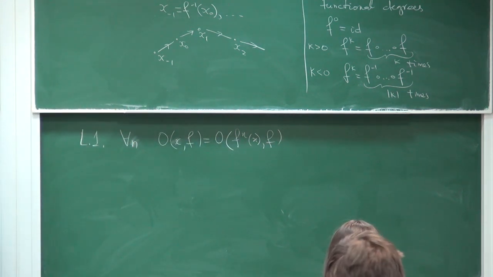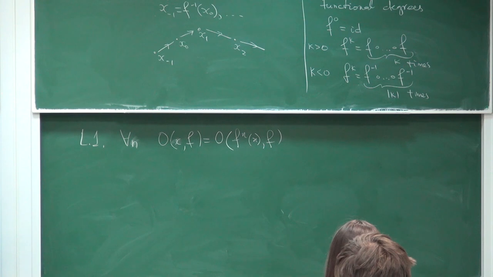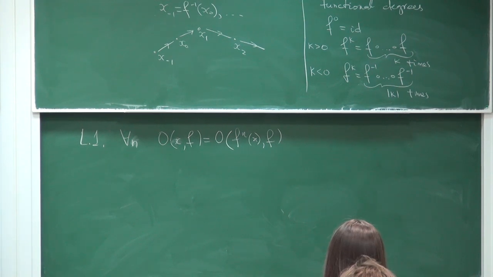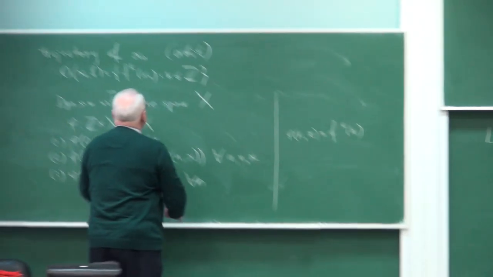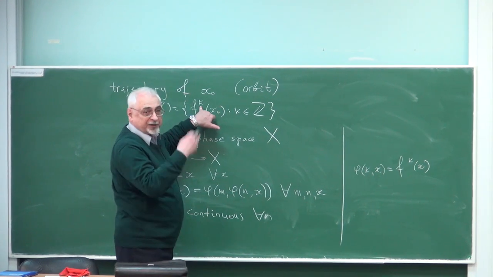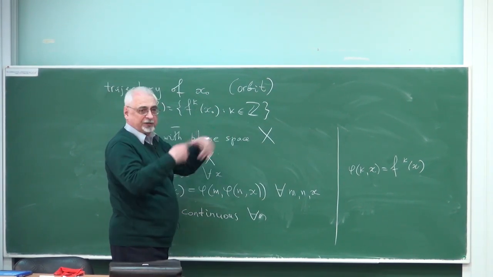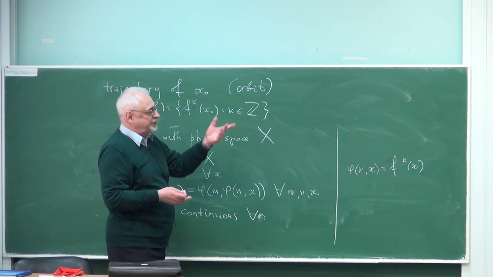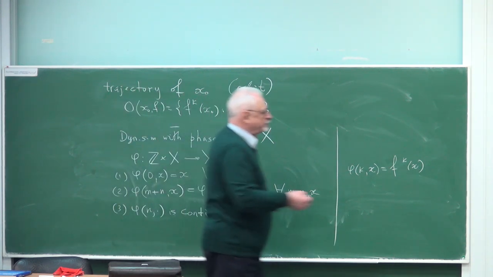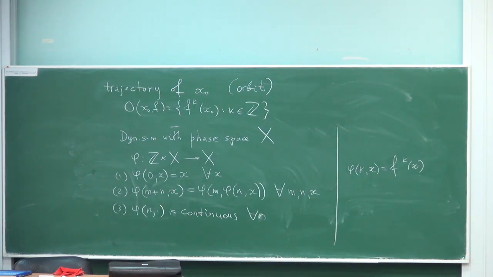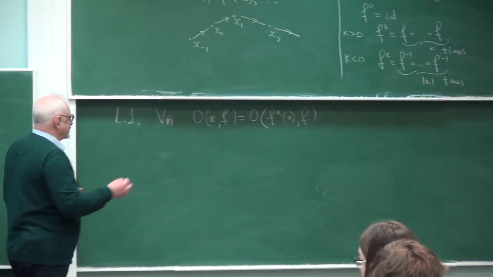This is obvious. You can take any initial point, and then you just replace k by k plus n here, and when k runs over integers, k plus n for a fixed n also runs over integers. What can we say about trajectories, types?